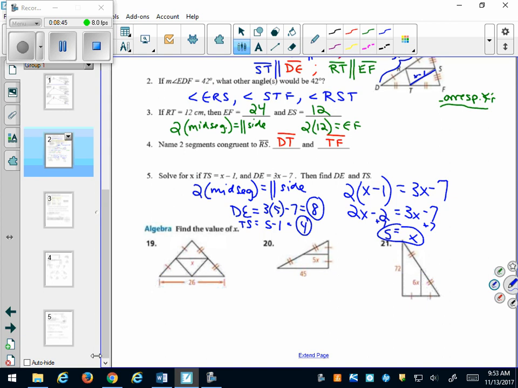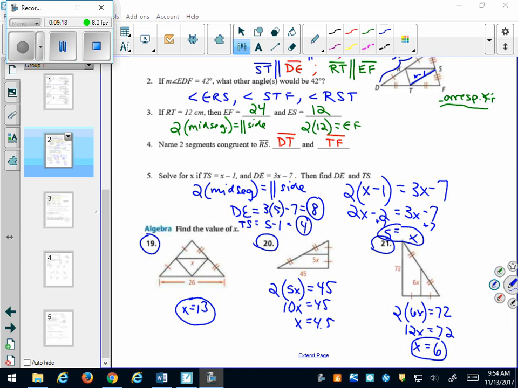Okay, so 19 through 21 here, again, we just have to think about 2 times the midsegment equals the parallel side. So you guys solve for x in these 3. I'll do number 20 with you first, and then you can do 19 and 21 yourself. 2 times the midsegment equals the parallel side. Okay, so hopefully you paused the video and tried those yourself, and here's the answers.